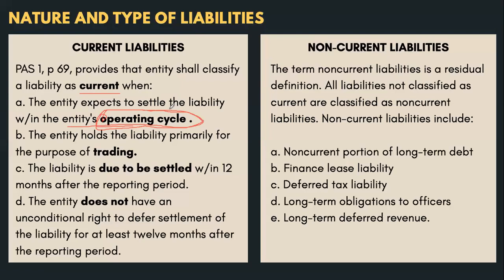Okay. So, next is the entity holds the liability primarily for the purpose of trading. So take note of this, you incur the liability for the purpose of trading. If it is for trading, automatically, the classification is current liability. Take note of these terms: if it is part of the normal operating cycle, or if it is held for trading, automatically that's a current liability.